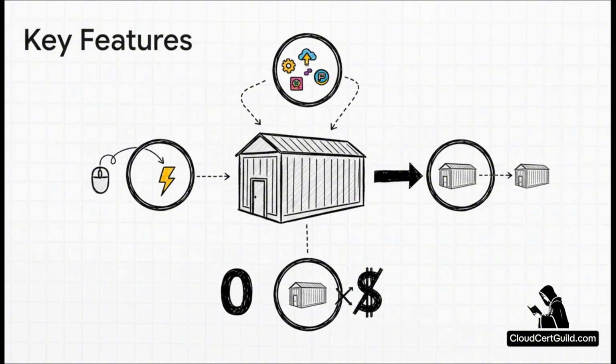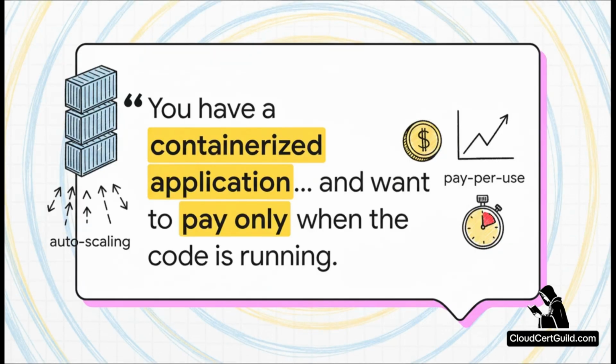On top of all that, it gives you really powerful traffic splitting, so you can roll out new versions with confidence. So here's the bottom line. If you're already building your apps with containers, and you love the idea of a platform that just takes care of everything for you, that auto-scales, and where you only pay for what you use, well, Cloud Run is almost certainly your answer. It is the perfect sweet spot between total flexibility and dead simple operation.